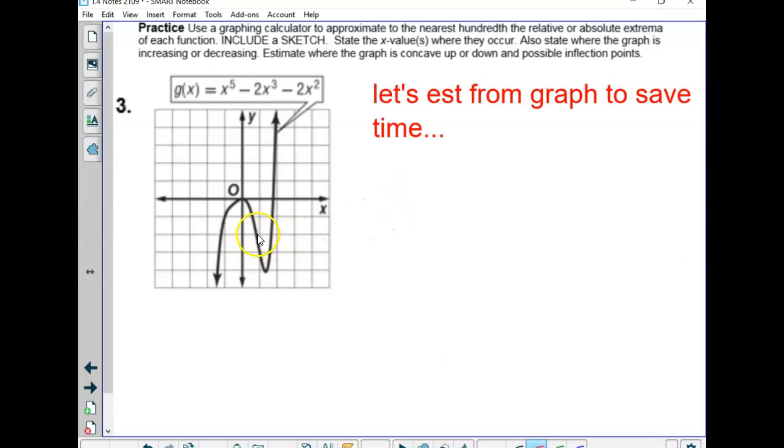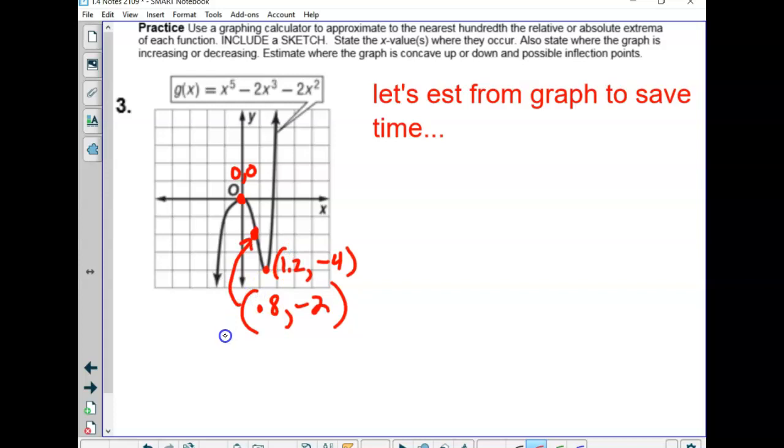So just on this one, because it's an estimate, I don't want you to type it in. Just put a dot here. What do you want to call that dot? I'm not sure it's at 1, but like 0.8, -2. And 0, 0. And this one down here, 1.2, -4. So this was the inflection point.